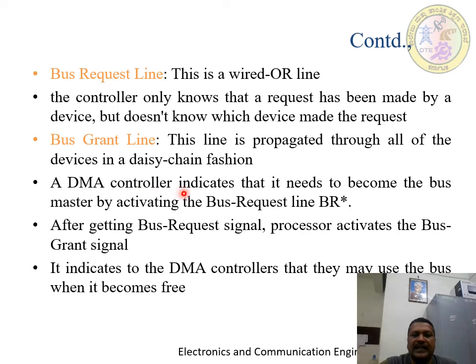A DMA controller indicates that it needs to become the bus master by activating the bus request line BR. So if any device needs the bus, the DMA controller activates the bus request line BR. After getting the bus request signal, the processor activates the bus grant signal. It indicates to the DMA controller that it may use the bus when it becomes free.